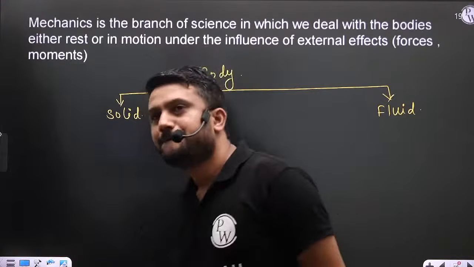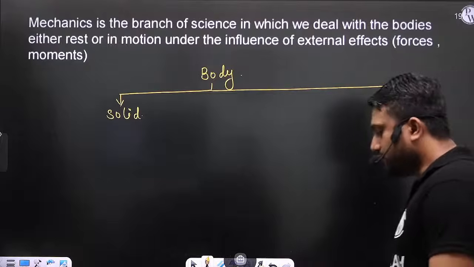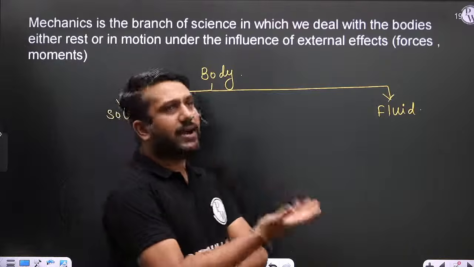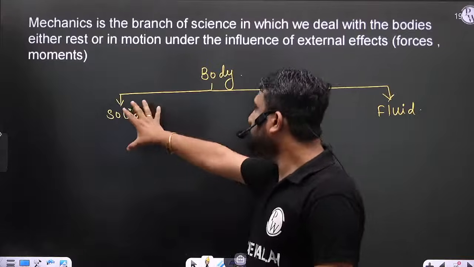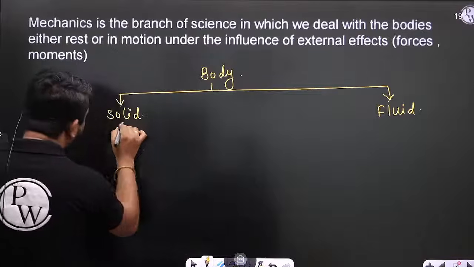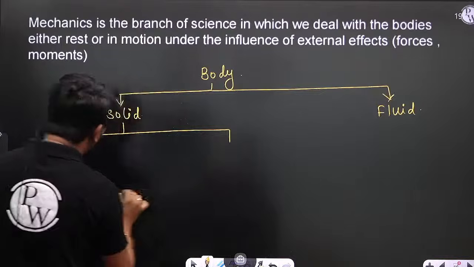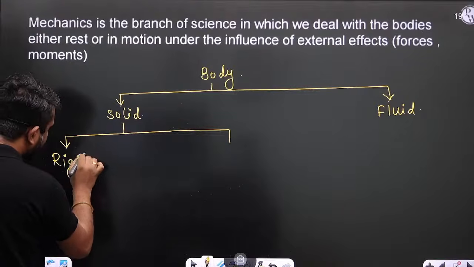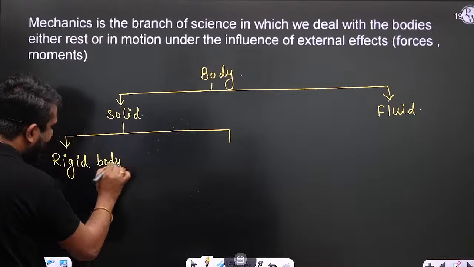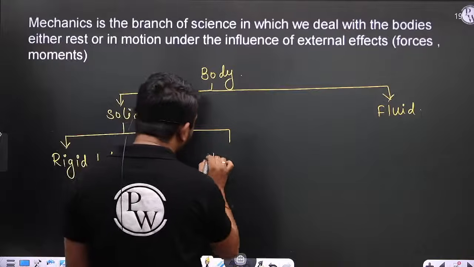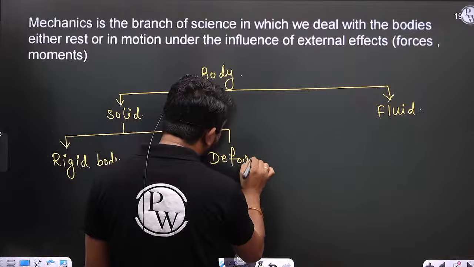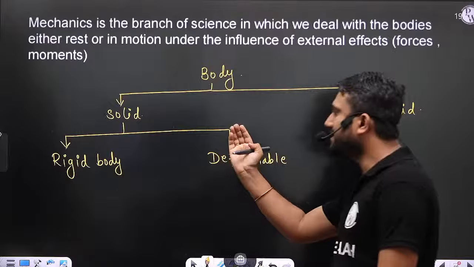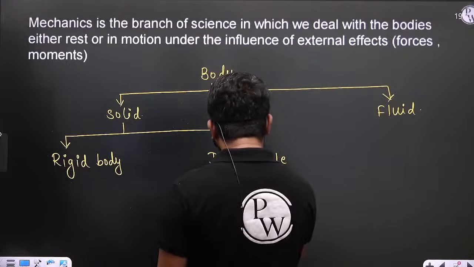Sumit, right? Now if I'm talking about the body, the body may be a solid body and the body may be a fluid body. Now I divide this solid body into two types. One is a rigid body, and the second one is a deformable body. The solid body is further classified into these two types.